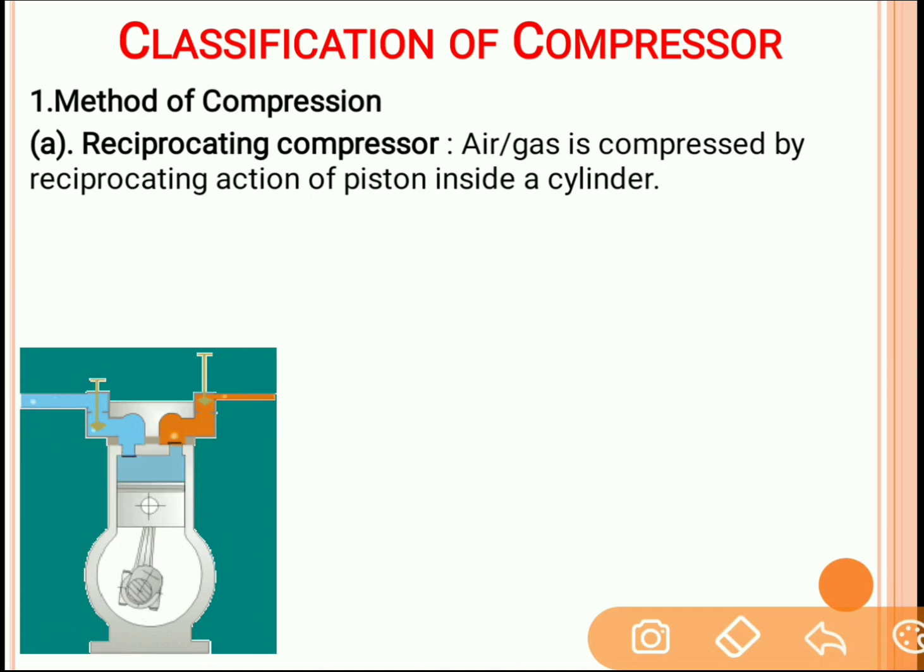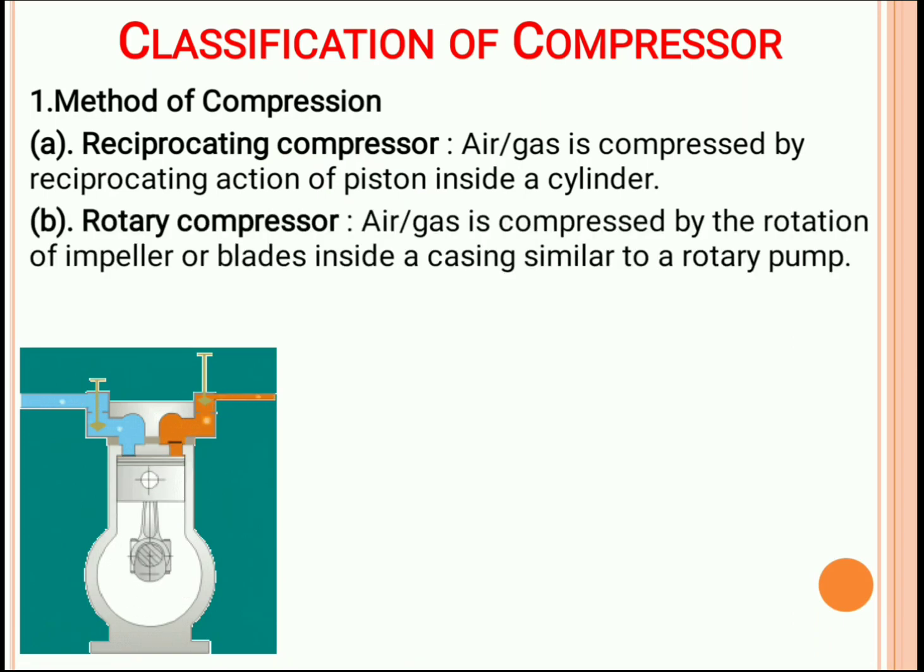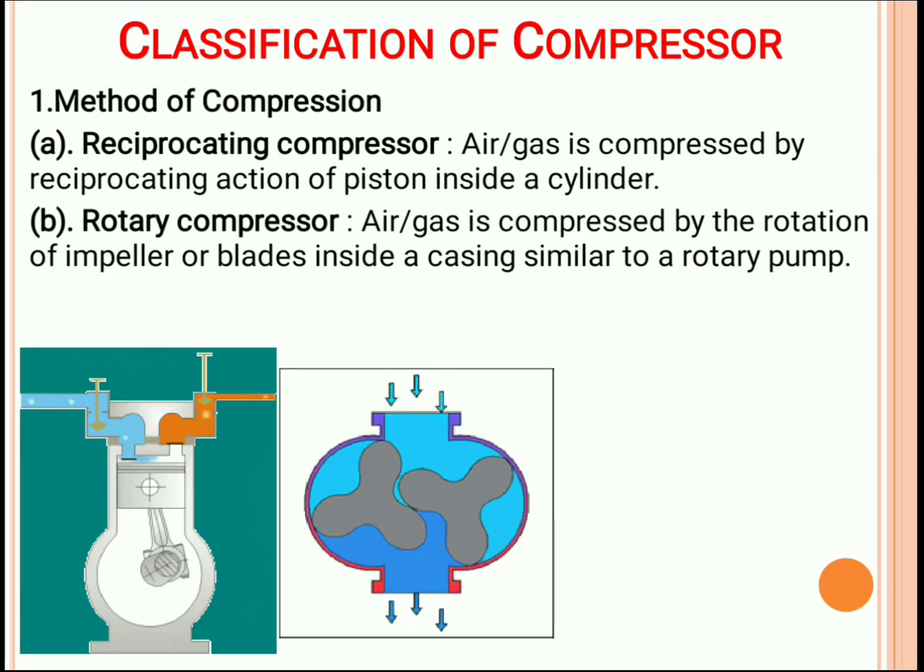This animation is of reciprocating compressor, in which piston reciprocates, and because of the reciprocation motion of the piston, the air which is inside the cylinder get compressed. So in the reciprocating compressor, an element such as piston is used, and the reciprocation motion of the piston is used to increase the pressure of air. Next is rotary compressor. In this compressor, air or gas is compressed by the rotation of impeller or blade inside the casing, similar to rotary pump.